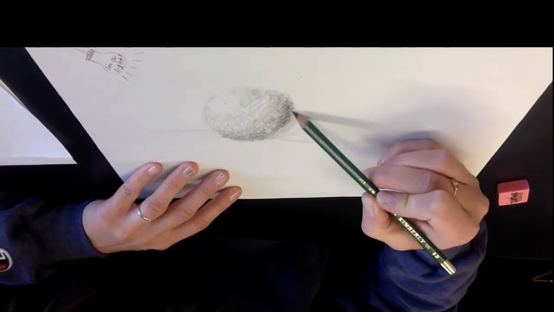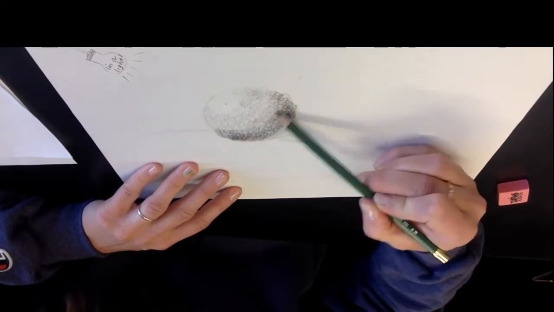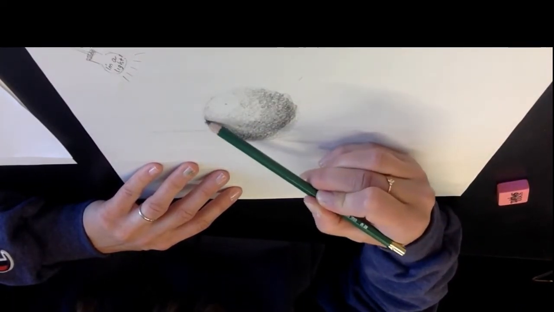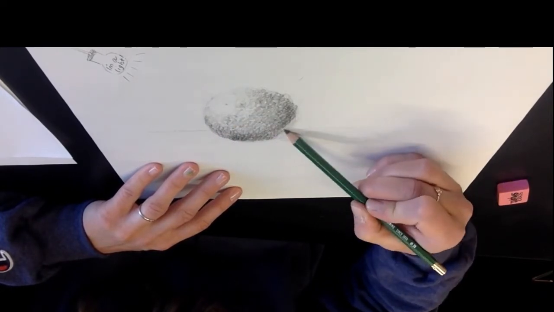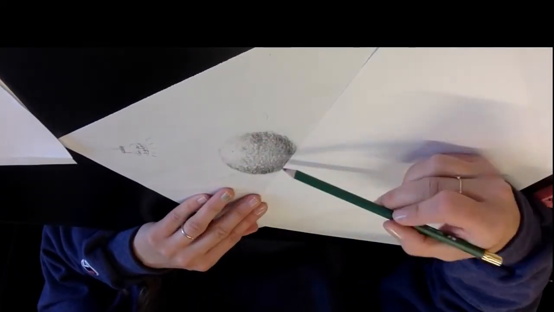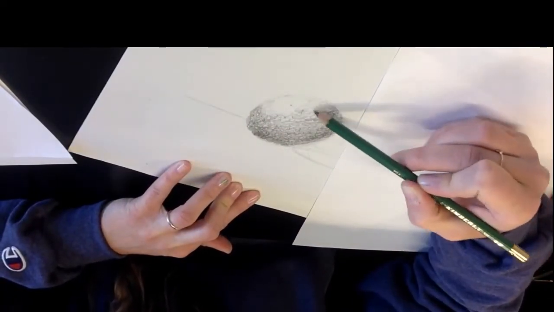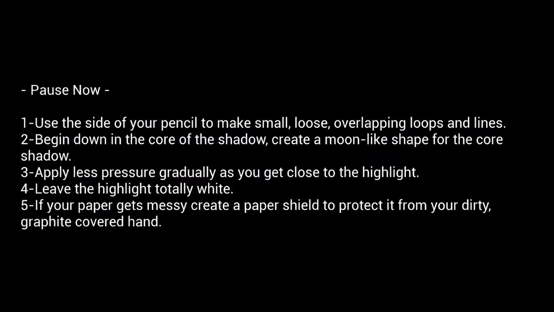I did not touch the highlight. I left that completely white, but I did go up into the top, the lighter part of the shadow, and I added a little value. And now I'm going in and I'm going to add another layer of value to the core of the shadow, and I'm slowly releasing pressure each time I make a pass with my pencil. I grabbed a little shield there for my hand so that I can keep from making a huge mess on my paper with my hand.